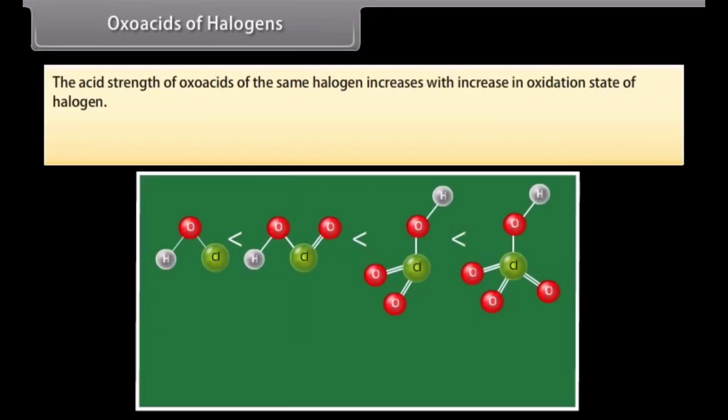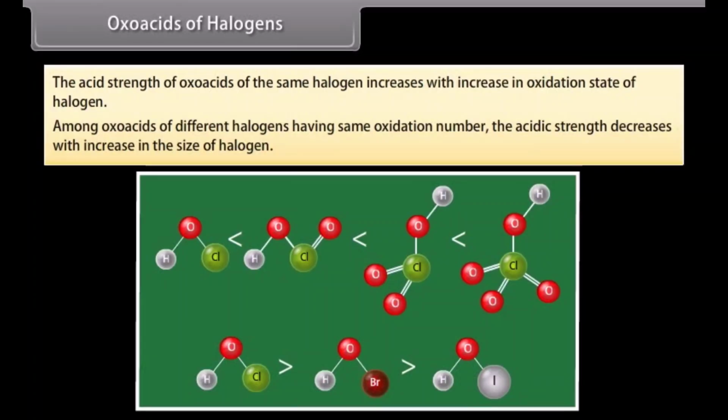The acid strength of oxoacids of the same halogen increases with increase in oxidation state of halogen. For example, the acid strength of different oxoacids of chlorine is in the order. Among oxoacids of different halogens having the same oxidation number, the acidic strength decreases with increase in the size of halogen. For example, the acidic character of the hypohalous acid series is in the order: greater the size of halogen atom, lesser will be its electronegativity, and hence lesser will be the acid strength of the acid.